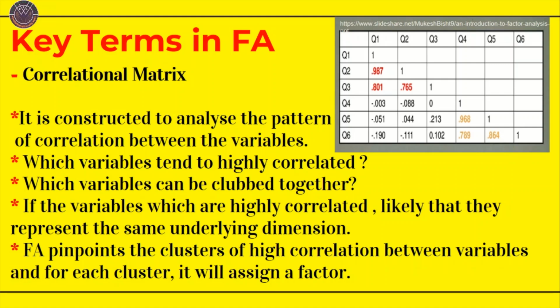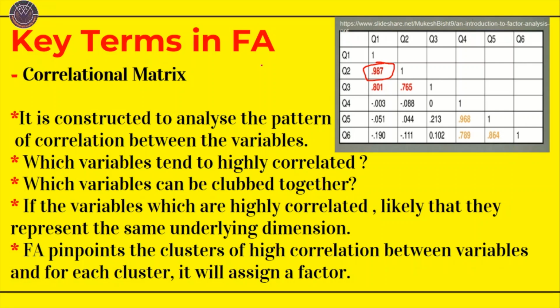So it is constructed to analyze the pattern of correlation between the variables. It tries to see which variables tend to be highly correlated. You can see here this particular correlation value, 0.987, which is between q1 and q2. It is highly correlated. It also tries to see which variables can be clubbed together.